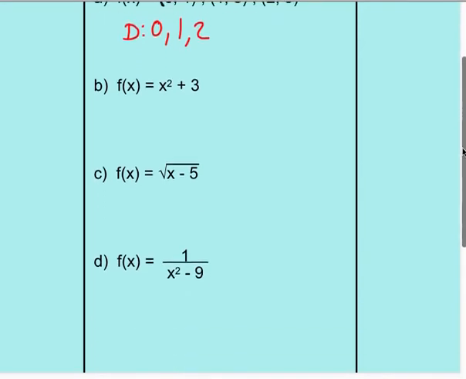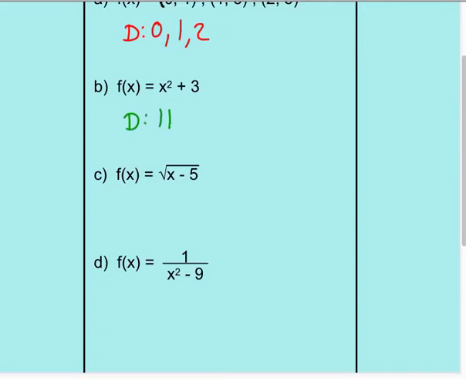For the second one, again, I usually think of it as, what can't I put in for x? So in this case, what my function is doing to my domain or my inputs is squaring them and then adding 3. Are there any numbers that I can't square and then add 3 to? The answer is no, so the domain in this case is all real numbers.